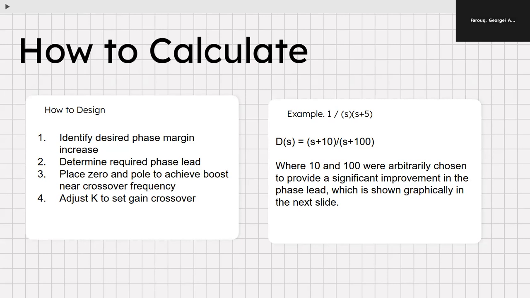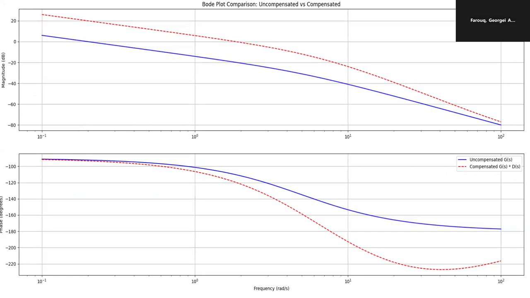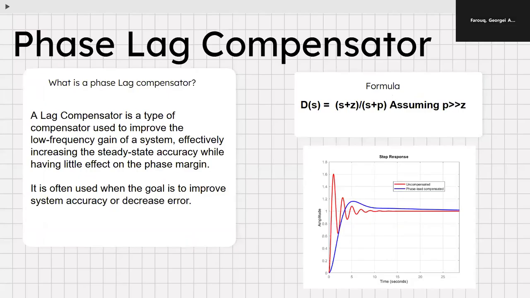We arbitrarily chose 10 and 100 for our values to provide a significant improvement in the phase lead, which is shown in the next slide. So here we can see the uncompensated lead in blue and the compensated lead in the dotted red. You can see that the dotted red starts at a higher magnitude of gain and also has a different behavior in the phase plot.